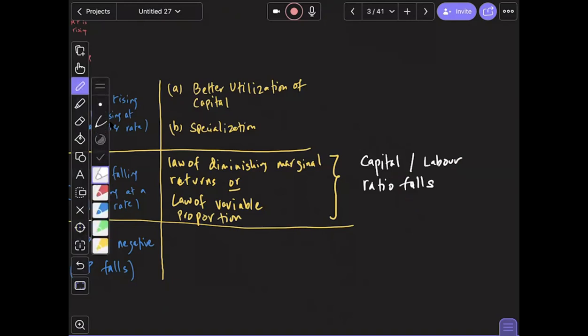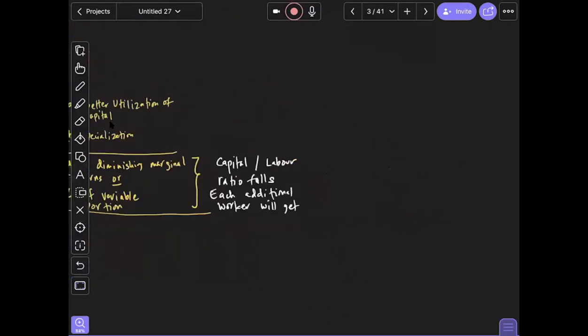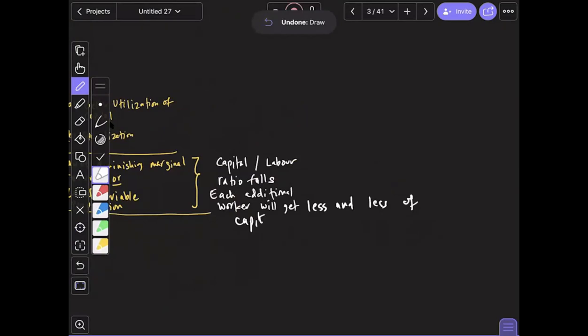So each additional worker will get less and less of capital. And that basically causes what we call the law of diminishing return.